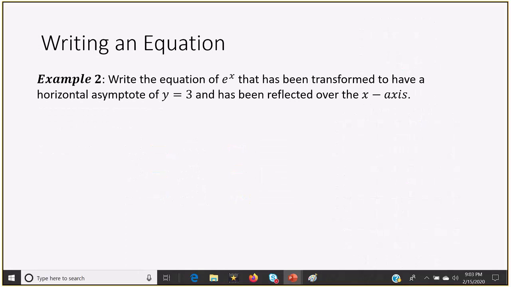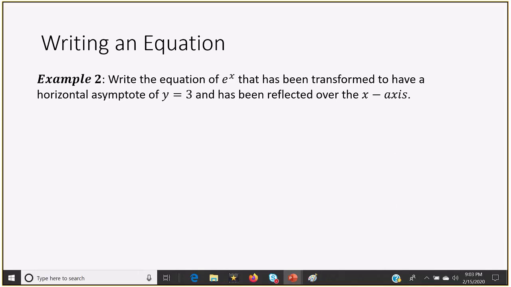Now, I could be given a graph, or I could have a graph described to me, and I might have to go back and write the actual equation. So in this case, I'm not actually going to do the graph. Instead, I'm going to describe what's happening in the graph. But really, that's only one step removed if you had a graph in front of you.